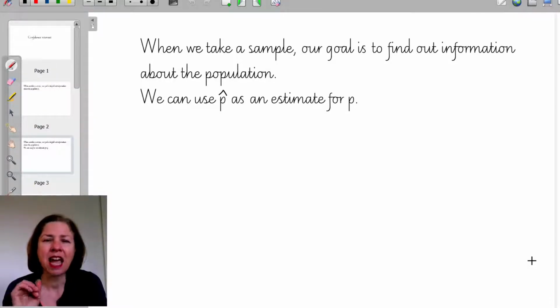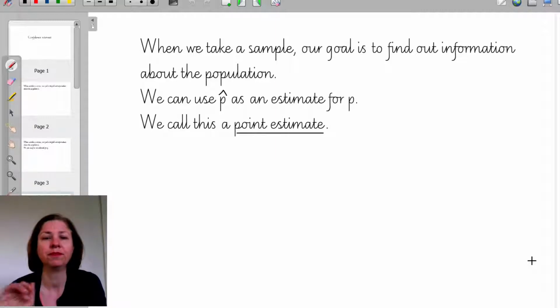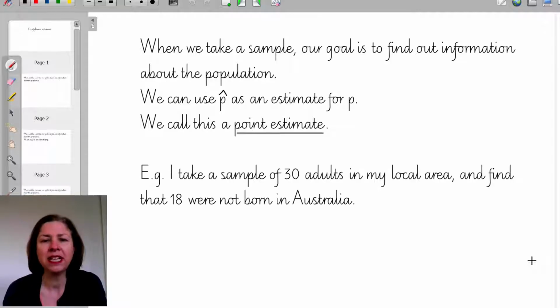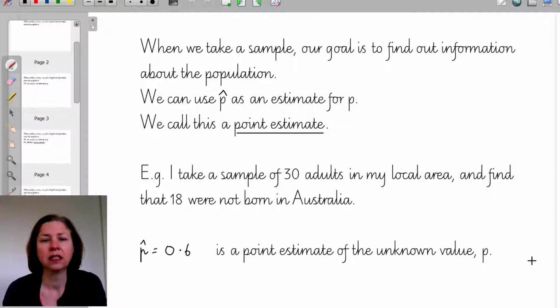So then we get a sample proportion, which we call p hat, and we use that as an estimate for p, which is the population proportion. And so once I've got an estimate, I call that a point estimate. And here's an example. I take a sample of 80 adults in my local area, and I find that 18 were not born in Australia. So what that tells me then is I can calculate that p hat is 0.6, right? 18 over 30 gives me 0.6. This is a point estimate of the unknown value of p.